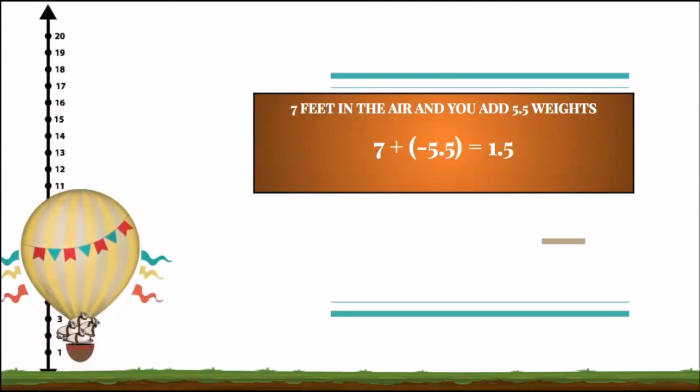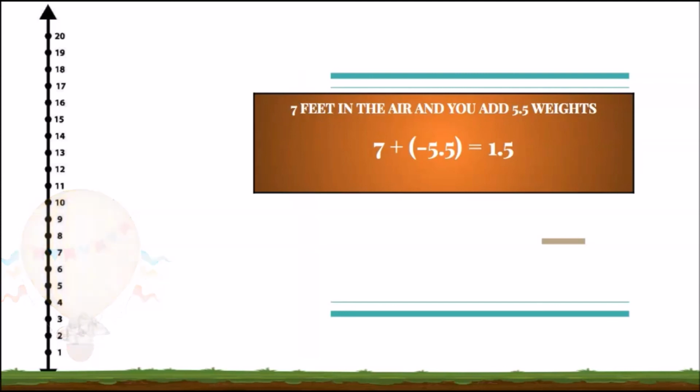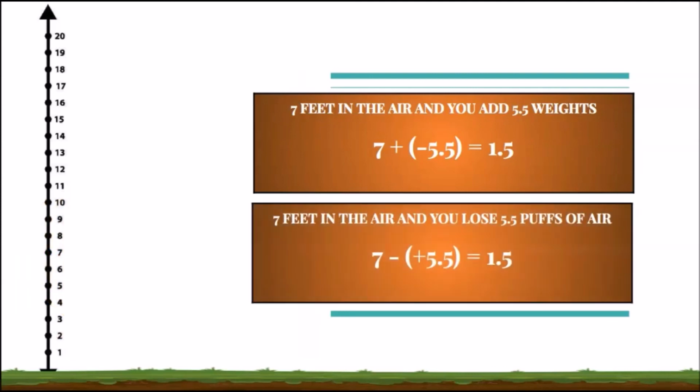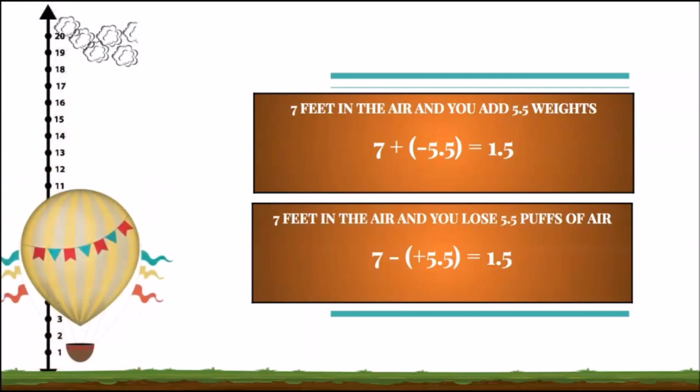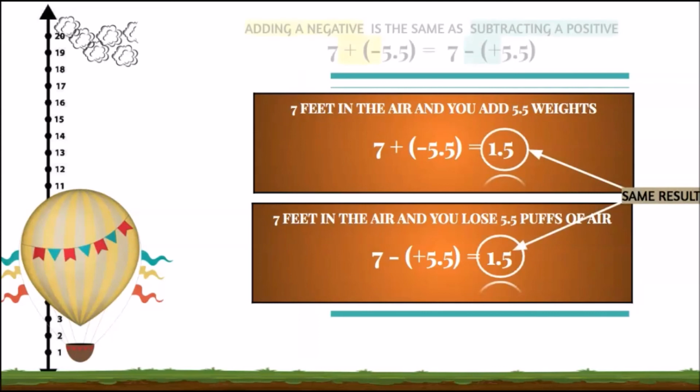And it brought me down to 1.5 feet. The kids should immediately recognize that when they were 7 feet in the air and you lost 5.5 puffs of air, it also brought you down to 1.5 feet. Again, it is critical that kids understand these same results give them a rule: adding a negative is the same as subtracting a positive. You do not explicitly state this, but you do want kids to see it.